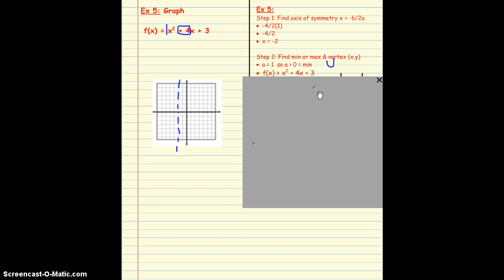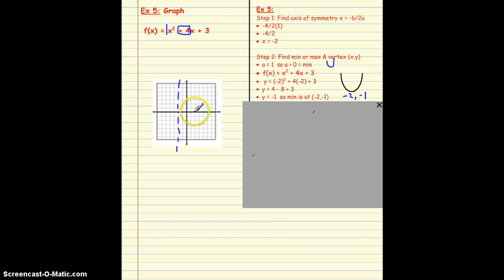Now we're going to use our equation and plug in our value of negative 2 from our axis of symmetry. So we've got negative 2 squared plus 4 times negative 2 plus 3. Negative 2 squared is 4. 4 times negative 2 is negative 8. 4 minus 8 plus 3 is negative 1. So that means our minimum down here at the bottom is going to be at negative 2, negative 1.